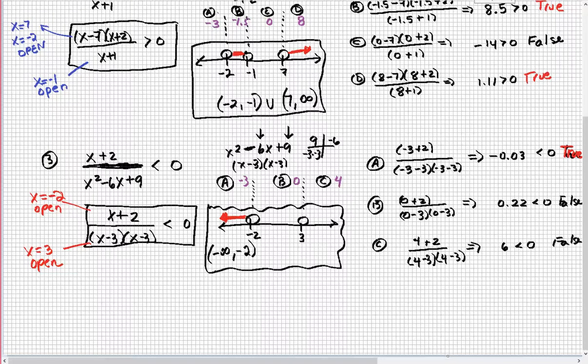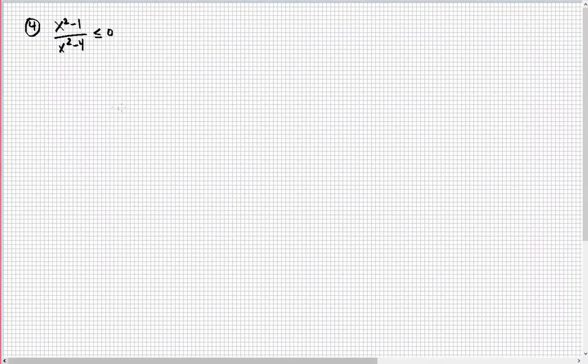So now let's work on number 4. All right, this is problem number 4, and this one has 0 on the right, 1 term on the left, and it also requires factoring, but this is differences of squares, and we can do this very quickly. X squared minus 1 factors into x plus 1, x minus 1, and x squared minus 4 factors into x plus 2, x minus 2.